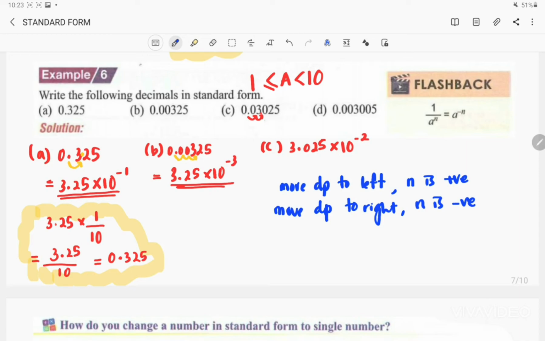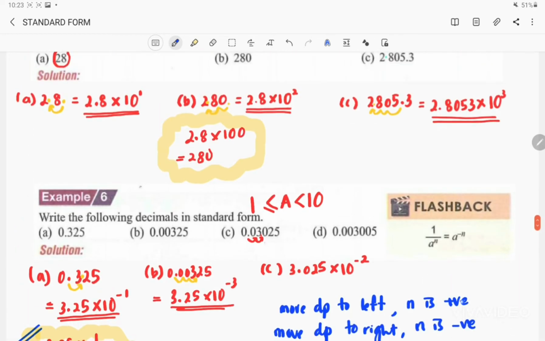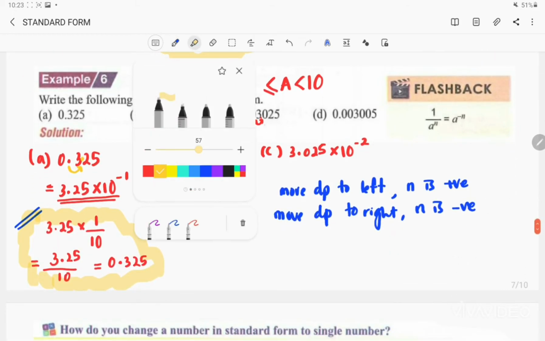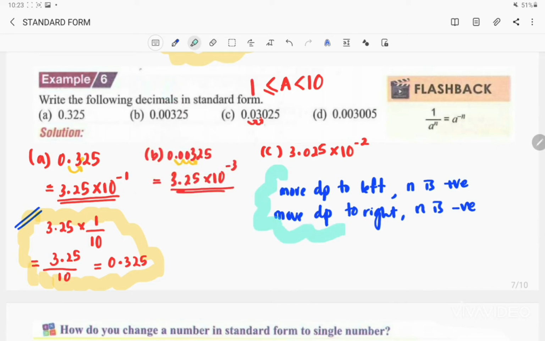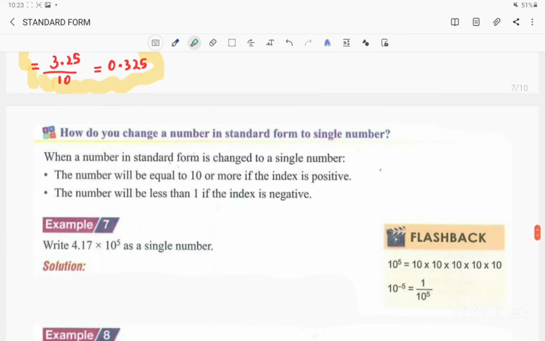Okay, the concept is here. Alright, this one just a tips supaya awak boleh lebih pantas nak tahu positive or negative. Okay, move to left, n positive. Move to the right, n is negative. Alright, okay. Now, how do you change a number in standard form to single number? Just now in example 5 and example 6, you learn how to change single number into standard form. In this example, okay, you will learn on how to change number in standard form to single number.